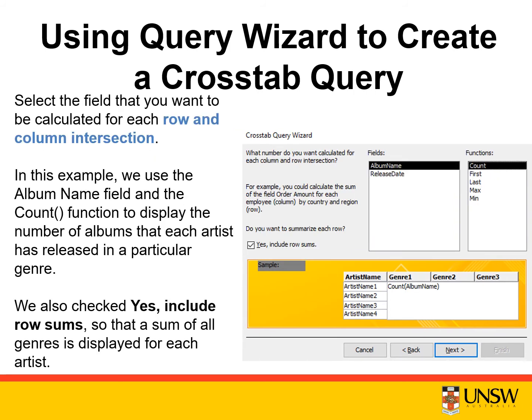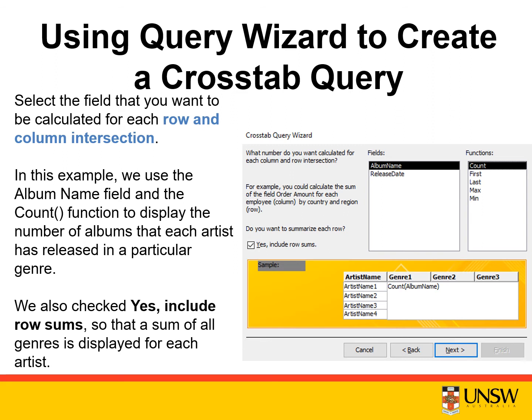This step is the most important part. We should select the function and the field that we want to use for calculation of rows and columns intersections. Based on our example, we use the album name field and the count function to display the number of albums that each artist has released for a particular genre.